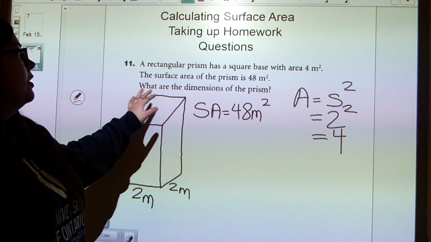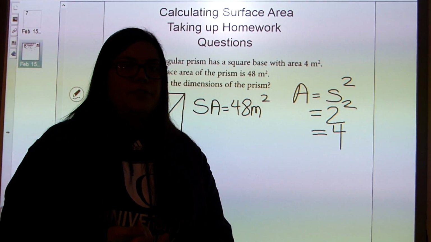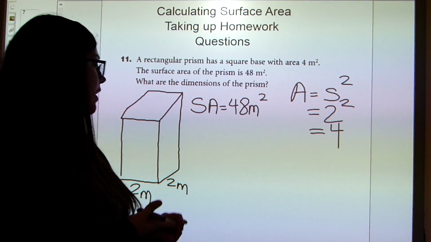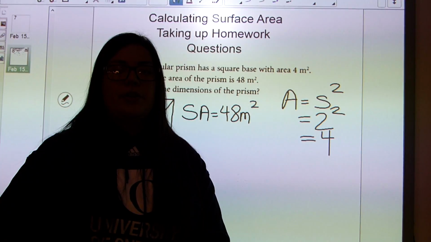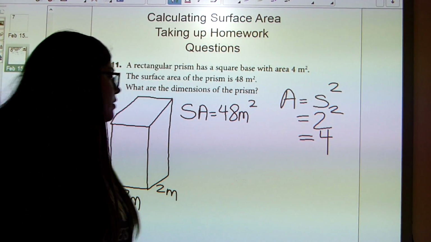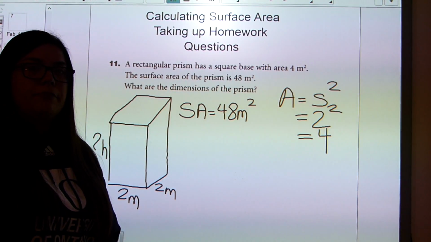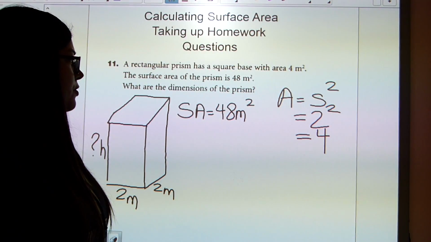So it's telling you what are the dimensions of the prism. So if you already know the surface area, you know the length, and you know the width, what's the height? So basically this question is asking you, how do you find the height if you already know the surface area, the length, and the width? So I'm just going to put a question mark here for height, because that's the one we have to find. So just like anything, you're going to sub it into your formula.